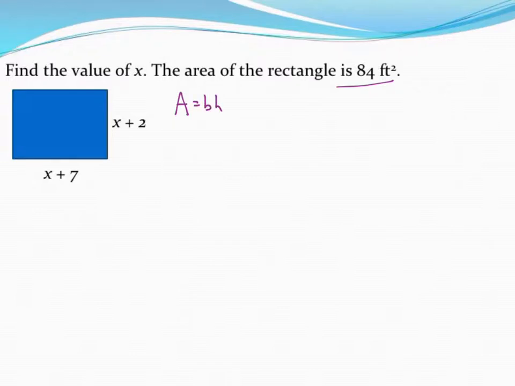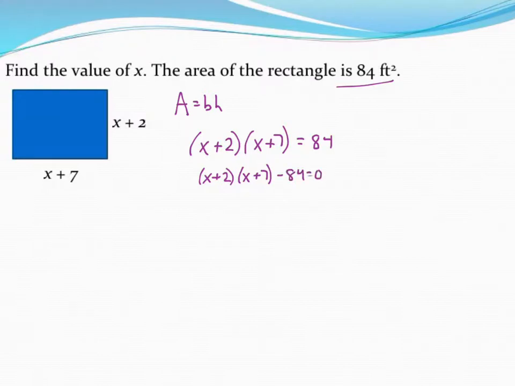So I know that this rectangle has a base and height of x plus 2 and x plus 7. So I'm going to multiply those together and set it equal to my area, which is 84. Now, we can't do what we've done in the past where we just draw the line and put each factor equal to 84. In order to solve by factoring, you must be equal to 0. So to do that, I've got to subtract that 84 over. So x plus 2 times x plus 7 minus 84 equals 0.